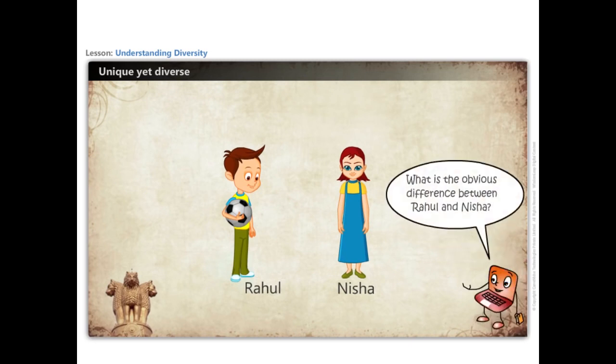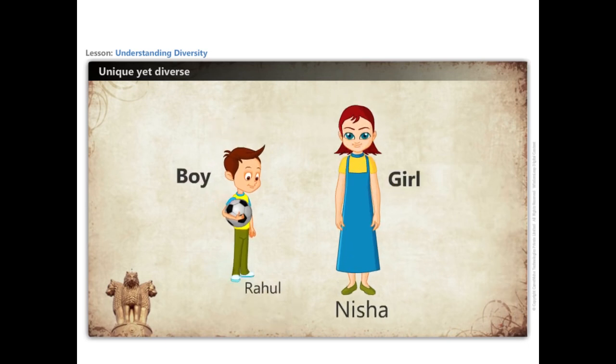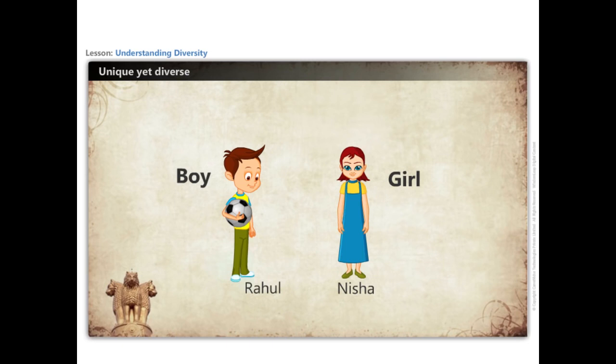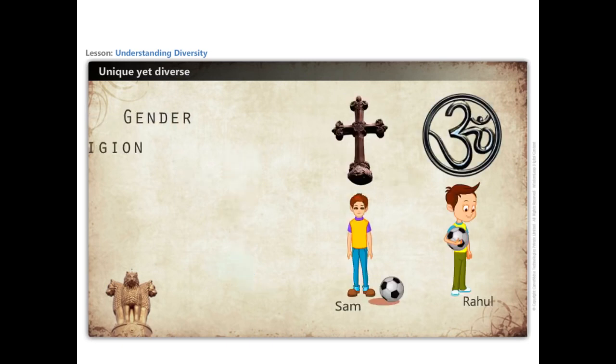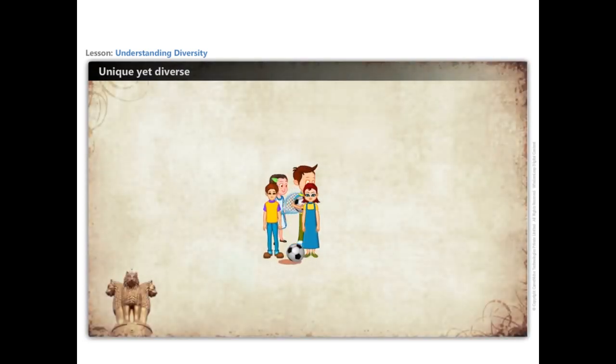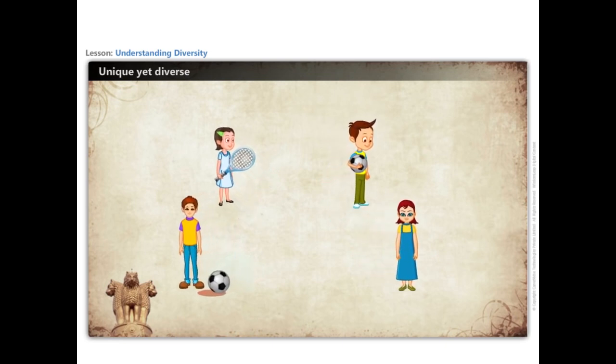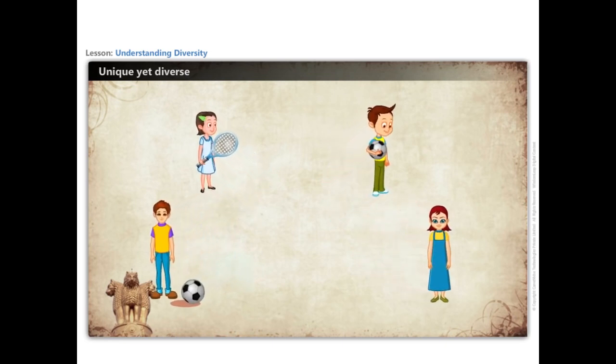What is the obvious difference between Rahul and Nisha? Rahul is a boy and Nisha is a girl. So, differences can be due to many reasons including gender, religion, language, region, etc. To accept and respect differences between individuals while also understanding that each individual is unique outlines the concept of diversity.